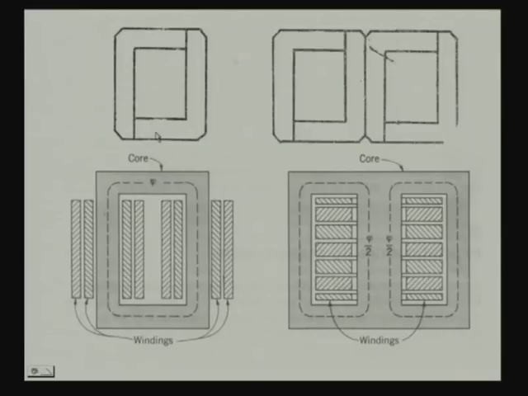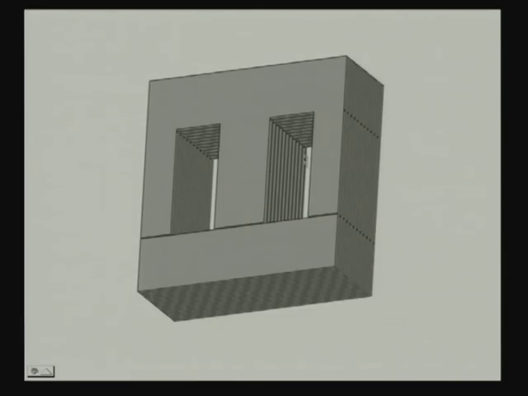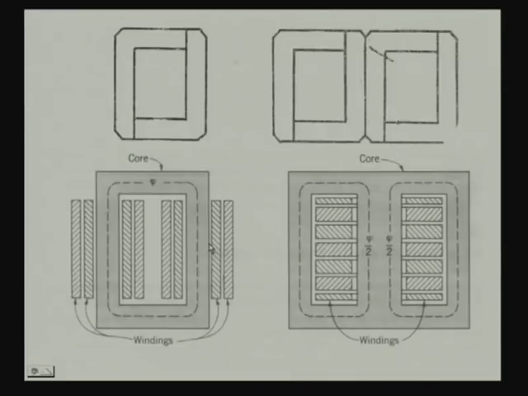Now, this shows the different types of laminations that can be used. Here we should say that this is just one shape of the core. There are basically two types of core that are used with single phase transformers. One is called the core type, another is the shell type. The difference is that in the core type the windings surround the core. In the shell type construction, it is rather the core that surrounds the winding. So, these are the two different constructions of the core.